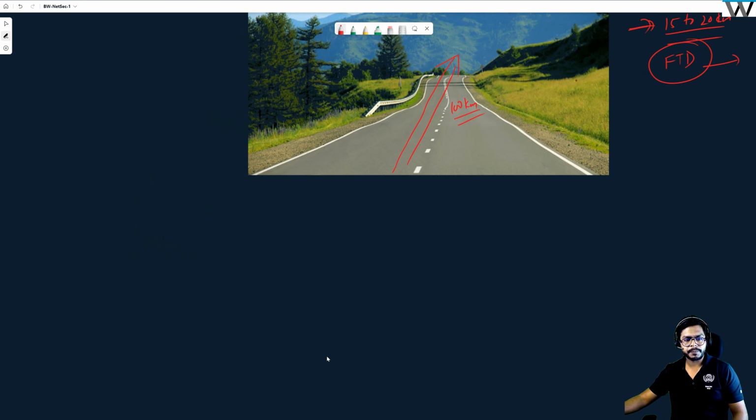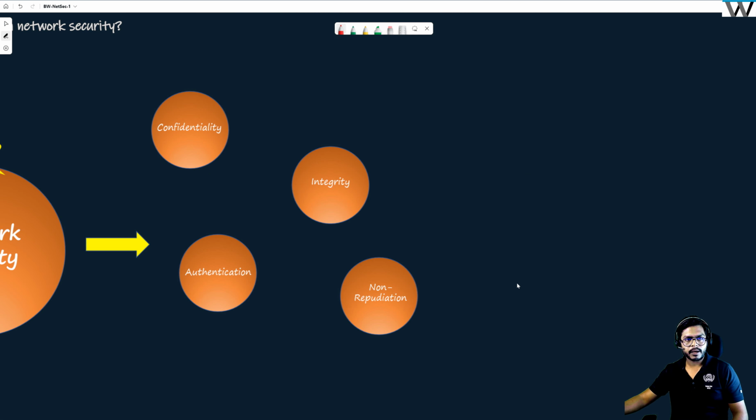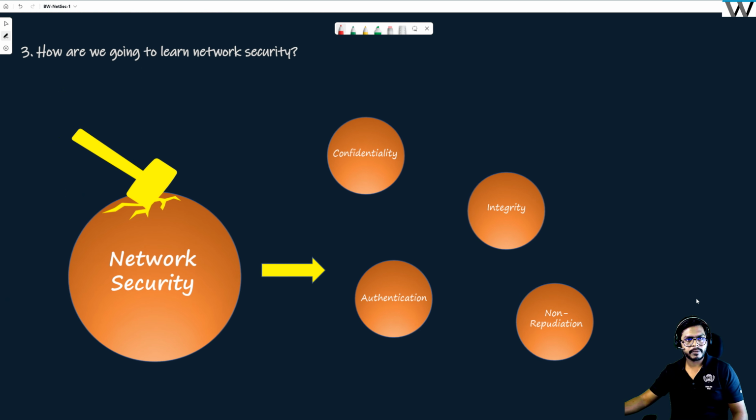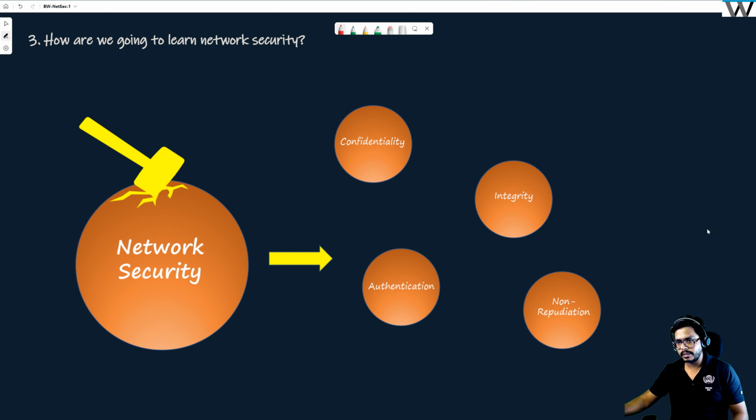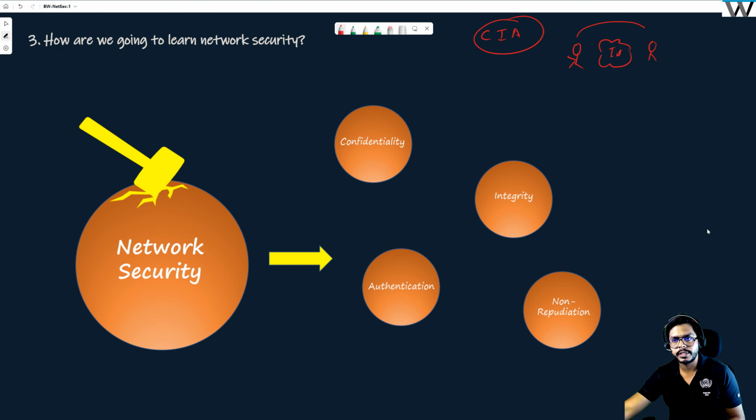Now let's talk about how we are going to learn network security in an easy manner. We just talked about confidentiality, integrity, and authentication on a pretty high level. So what was the problem? Anjali wanted to talk to Rahul over an unsecure medium, which was the internet, and she wants to talk to Rahul securely so that if other people are there, it doesn't matter. So the problem was secure communication, or network security.